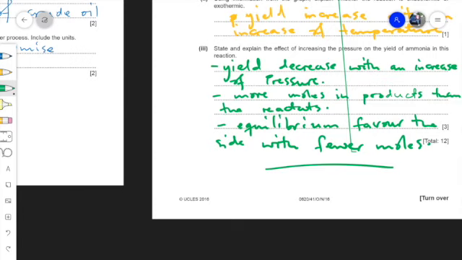Remember that it is 3 marks. You get a mark for saying that yield is going to decrease, a mark for saying that there are more moles in the products than the reactants, and another mark for saying that the equilibrium is going to favor the side with fewer moles, which is the backward reaction.